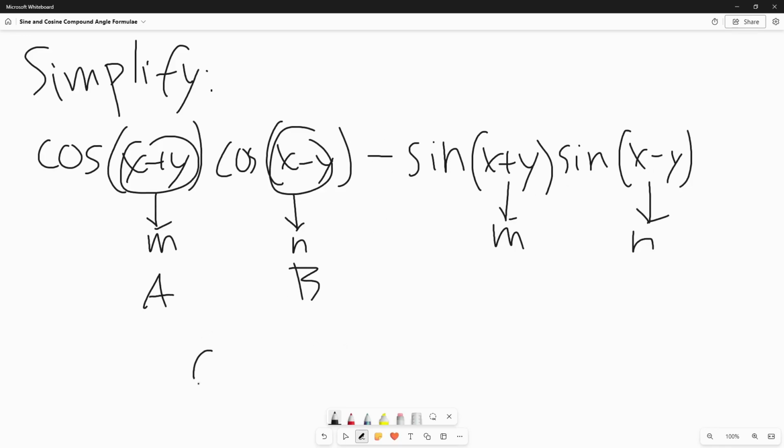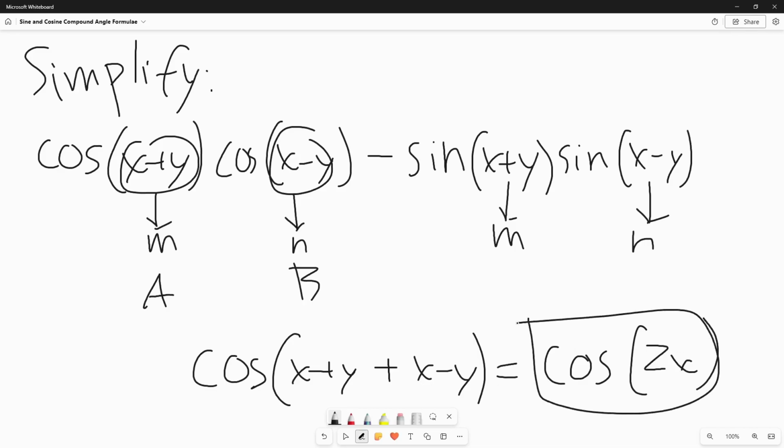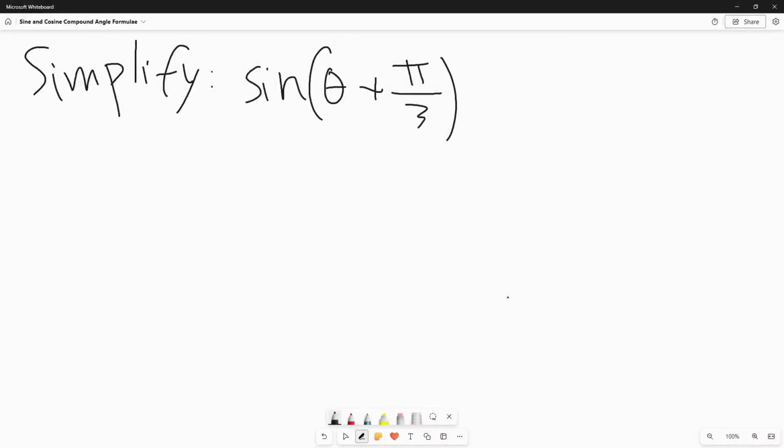So we can notice that we just plug in a, which is going to be x plus y, minus this, or actually it should be plus this, because this sign here is subtraction, which means the one in the simplified version is going to be reversed, plus x minus y. And this is equal to cosine of 2x and 0y. So cosine of 2x.